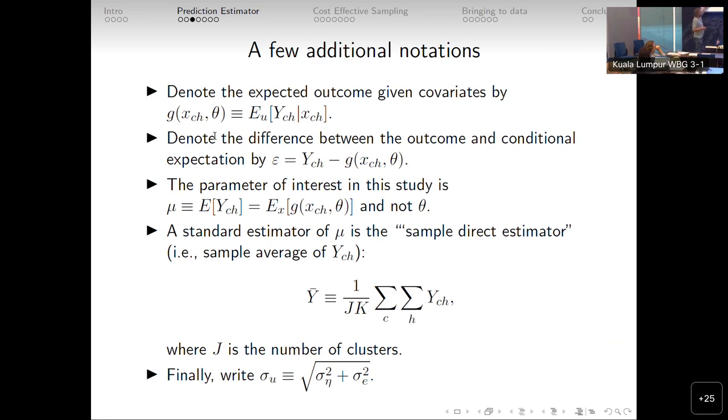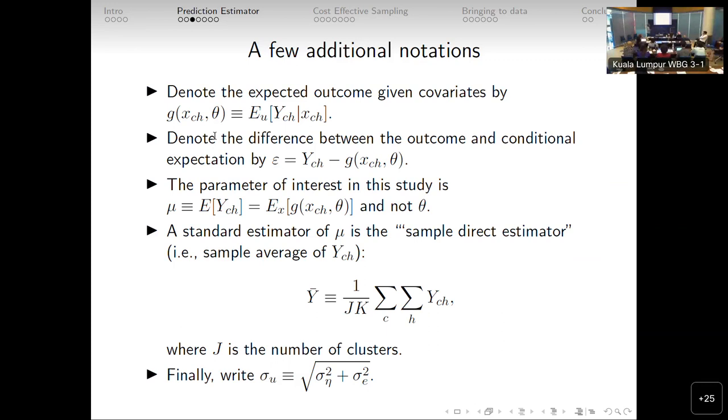X is a set of covariates that can be collected at a relatively low cost. And so this function g is the expected value of the welfare variable we're interested in, conditional on the covariates that should be available. And then the error term is the gap. So this is the Y_ch you would observe if you had collected the real data, minus the expected value of the variable we're interested in, conditional on the cheaply available covariates. The difference between those two is this epsilon, this error term.